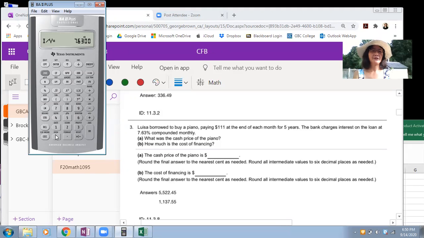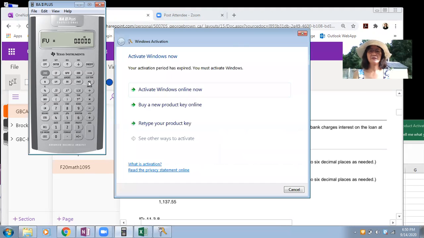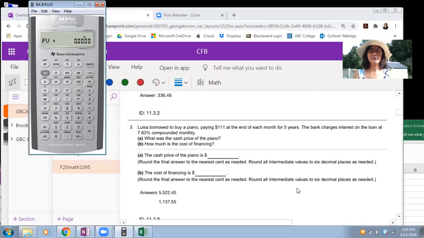And remember, 0 is the future value. You have to do this, otherwise you cannot get it. Sometimes you are lucky, you get the correct answer, okay? But on the safe side, you need 4 items on the calculator. Okay? So last step, compute present value, PV. Okay, so the present value is $5,522.45. Okay, so that is the calculator method, and the formula.